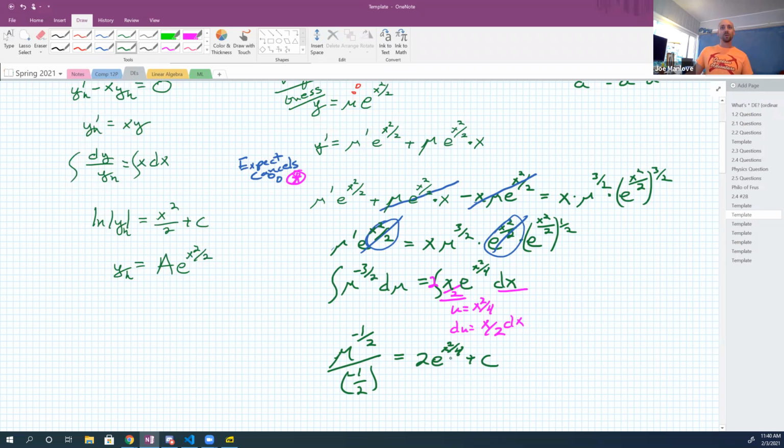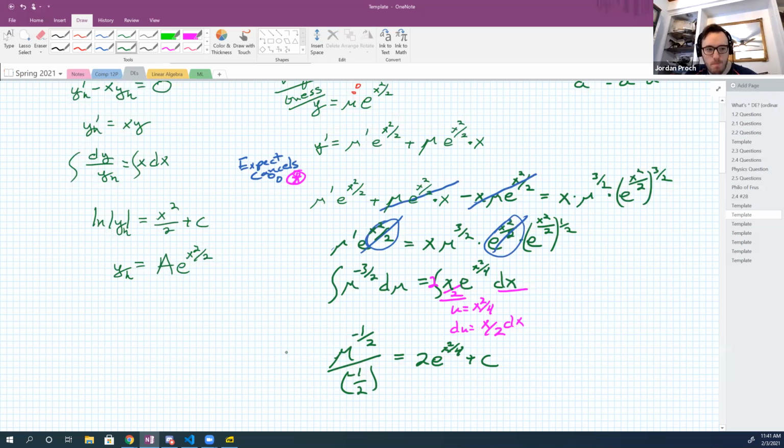Then I should probably check that I integrated right. So if I differentiate this, I'm going to get e to this stuff, and then the derivative of this thing is going to be an x over 2. Okay, cool. Feels like I got it. All right, now what?